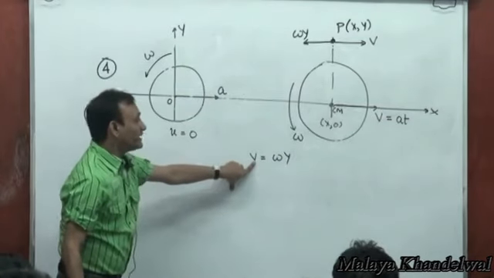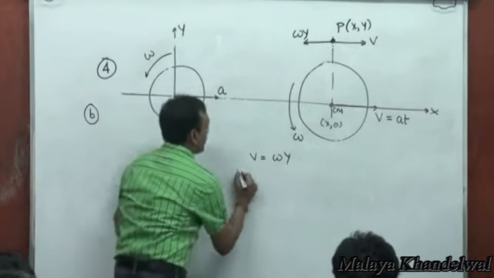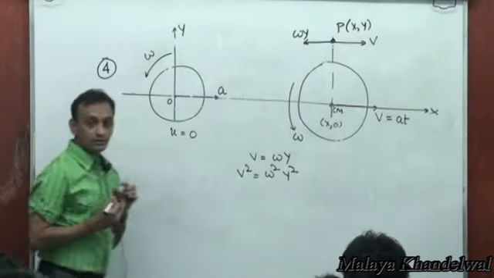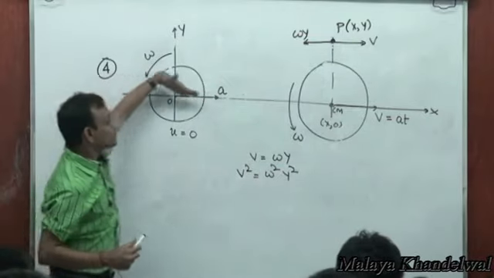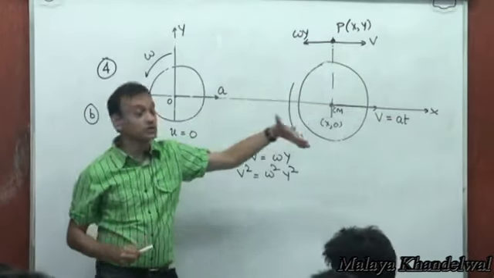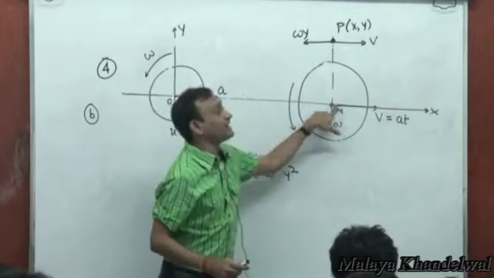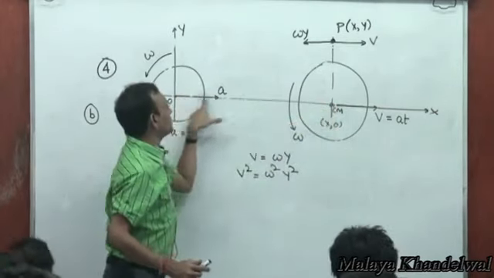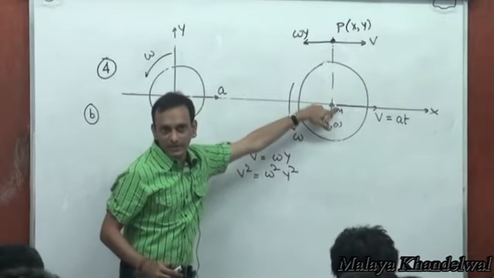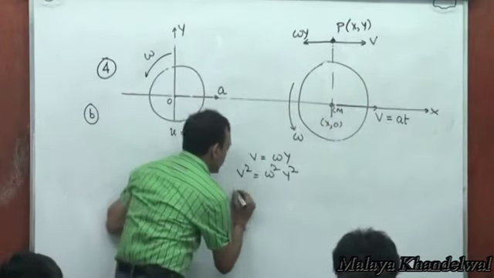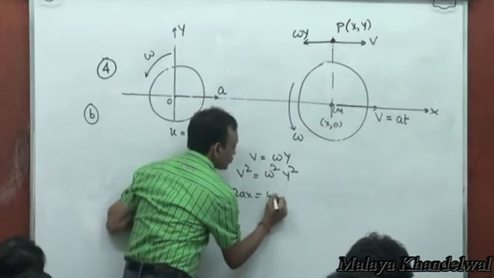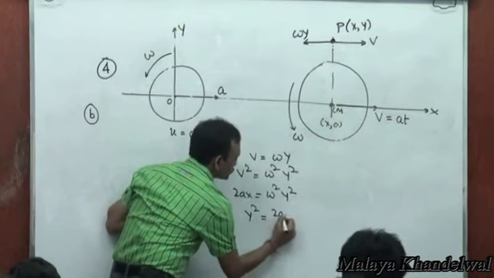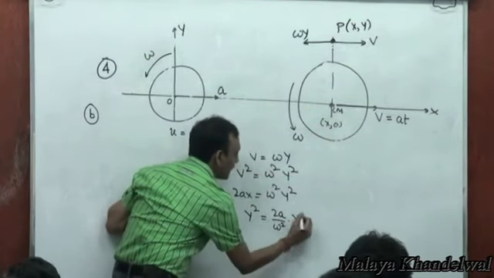Now, very clearly, if I square, v squared is omega squared times y squared. Since it's in a state of constant acceleration, v squared must be 2ax. V squared is u squared plus 2a into the displacement in the direction of v, which is x. So v squared is 2ax. That's omega squared y squared. So we very clearly have y squared equal to 2a by omega squared into x.